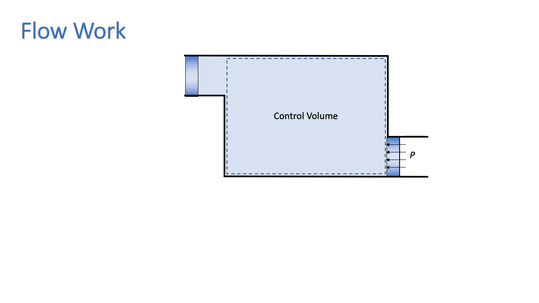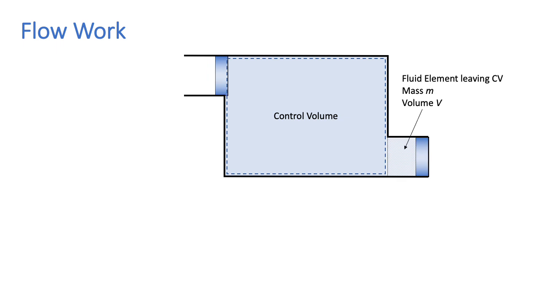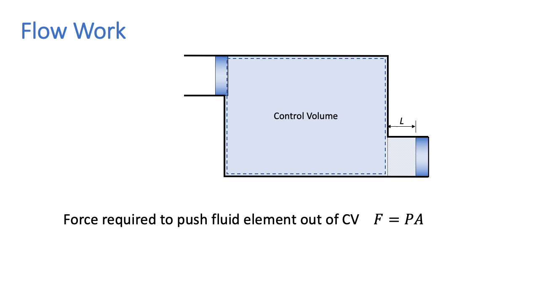If we assume that the pressure at the outlet of the control volume is P, and the cross-sectional area of the outlet pipe is A, then when we force a fluid element out of the control volume, which has mass m and volume v, and which travels out a distance L, we can then calculate the force required to push the fluid element out of the control volume. So F would be P, the pressure, times A, the cross-sectional area.